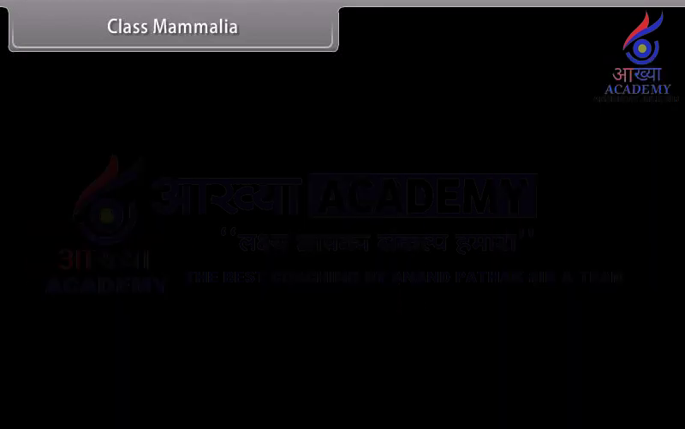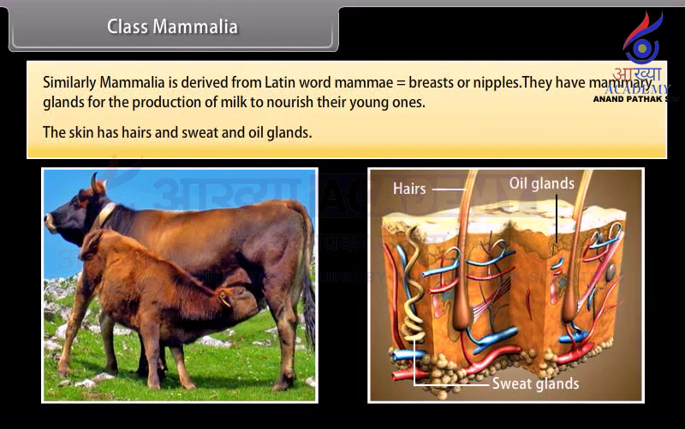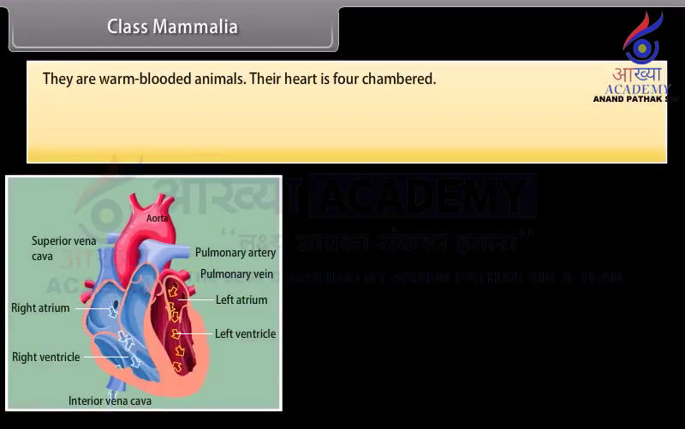Class Mammalia. Similarly, mammalia is derived from the Latin word mamme, which means breasts or nipples. They have mammary glands for the production of milk to nourish their young ones. Their skin has hairs and sweat and oil glands. They are warm-blooded animals. Their heart is four-chambered.